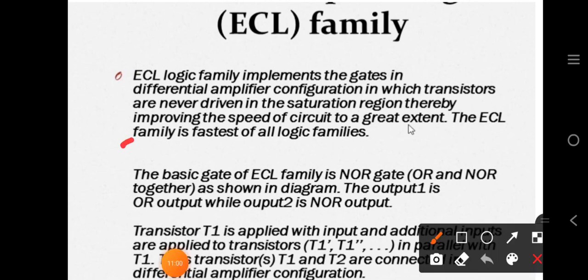This point is very important. ECL is the fastest of all logic families. And which was the least power consumption family? It was the CMOS. CMOS is the family which consumes the least power. The basic gate of the ECL family is the NOR gate. OR and NOR together, means you can use this for OR as well as for NOR, as shown in the diagram. The output 1 is the OR output, while the output 2 is the NOR output.